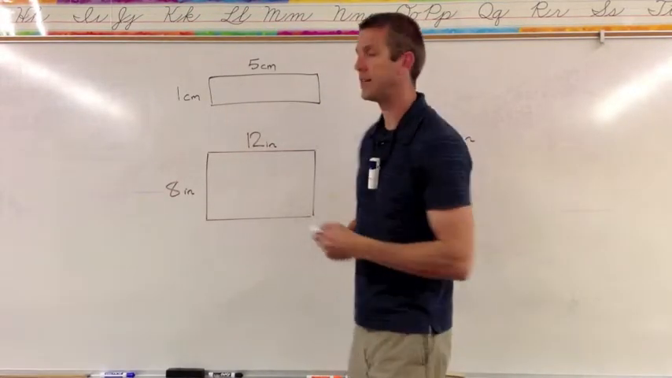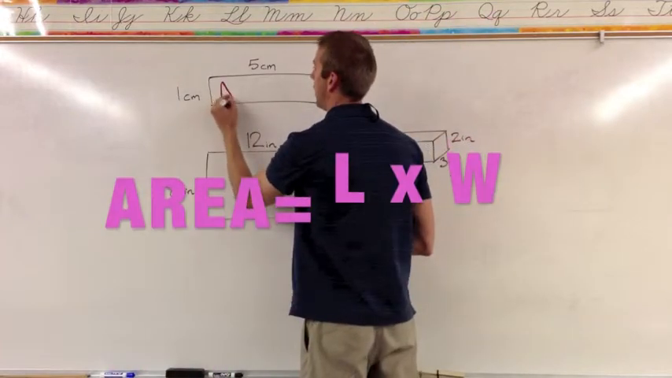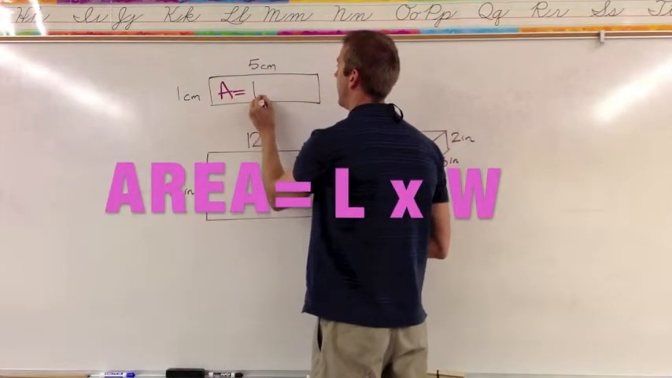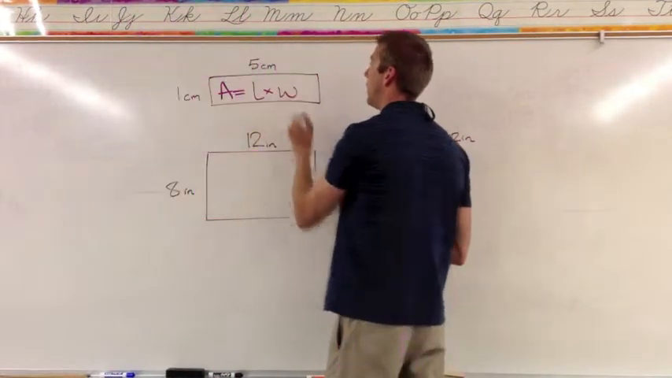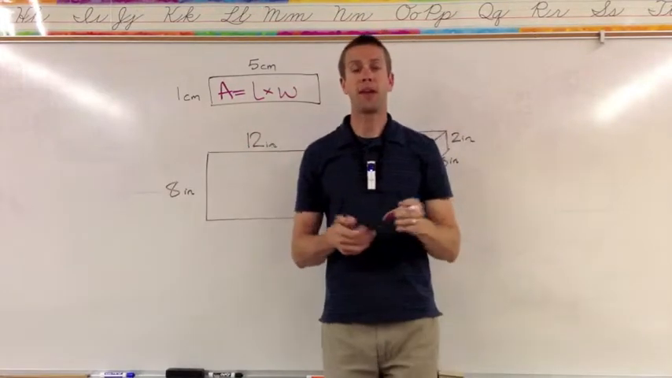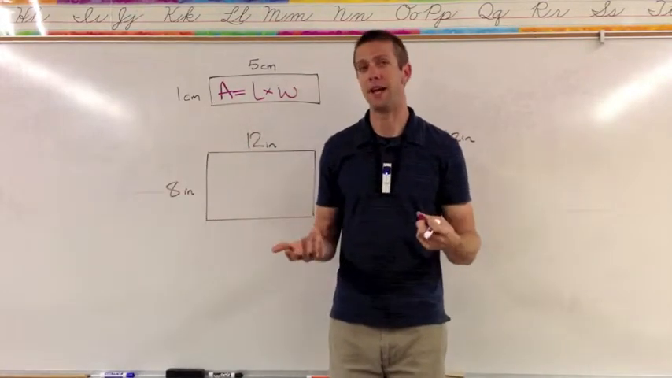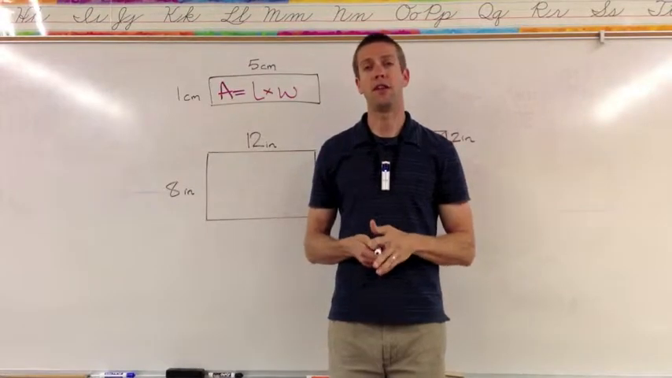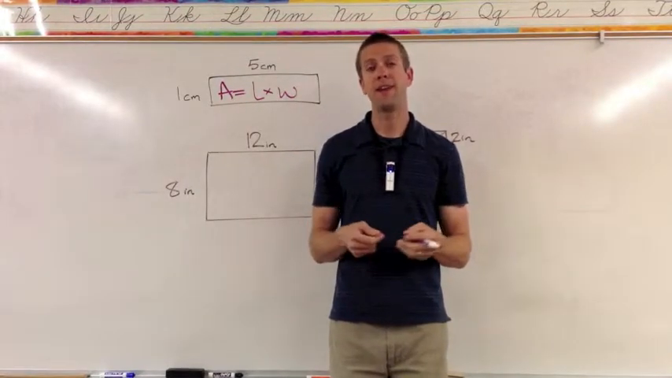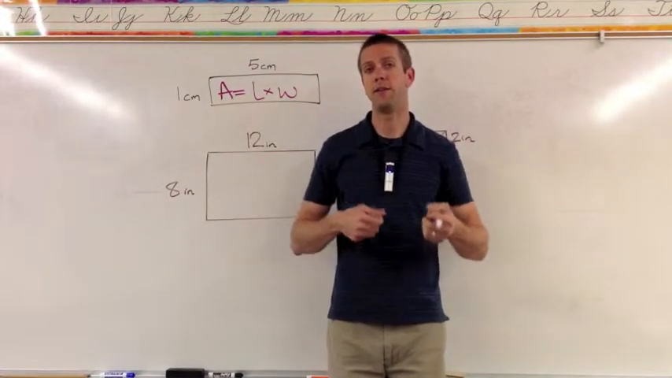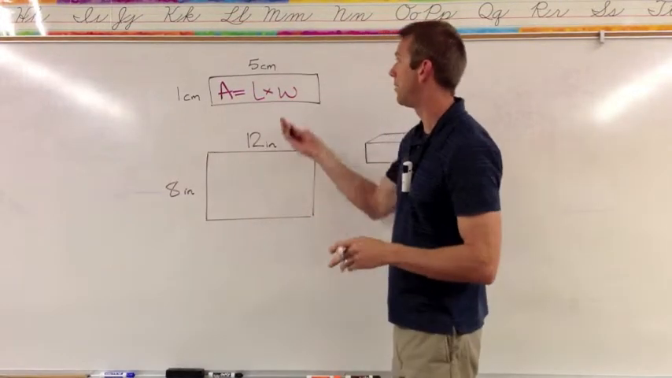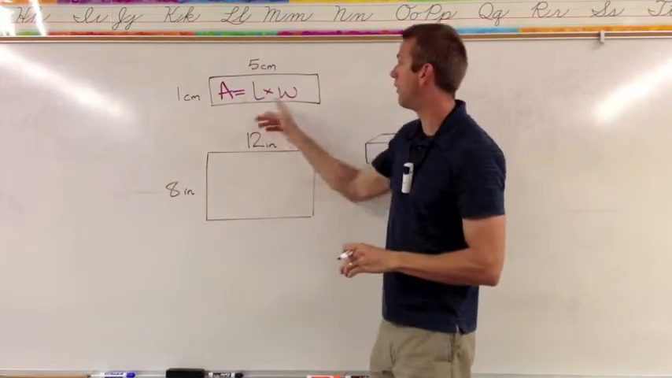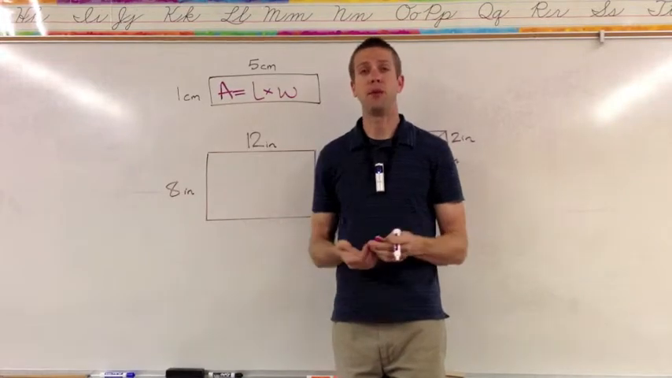Now, area has a formula: A equals length times width. And in some cases you might say that's the base times the height. Okay? But you need to know the length of a parallelogram and its width to find the area. Now here we have a length of 5, and we have a width of 1. So 5 times 1 is 5.